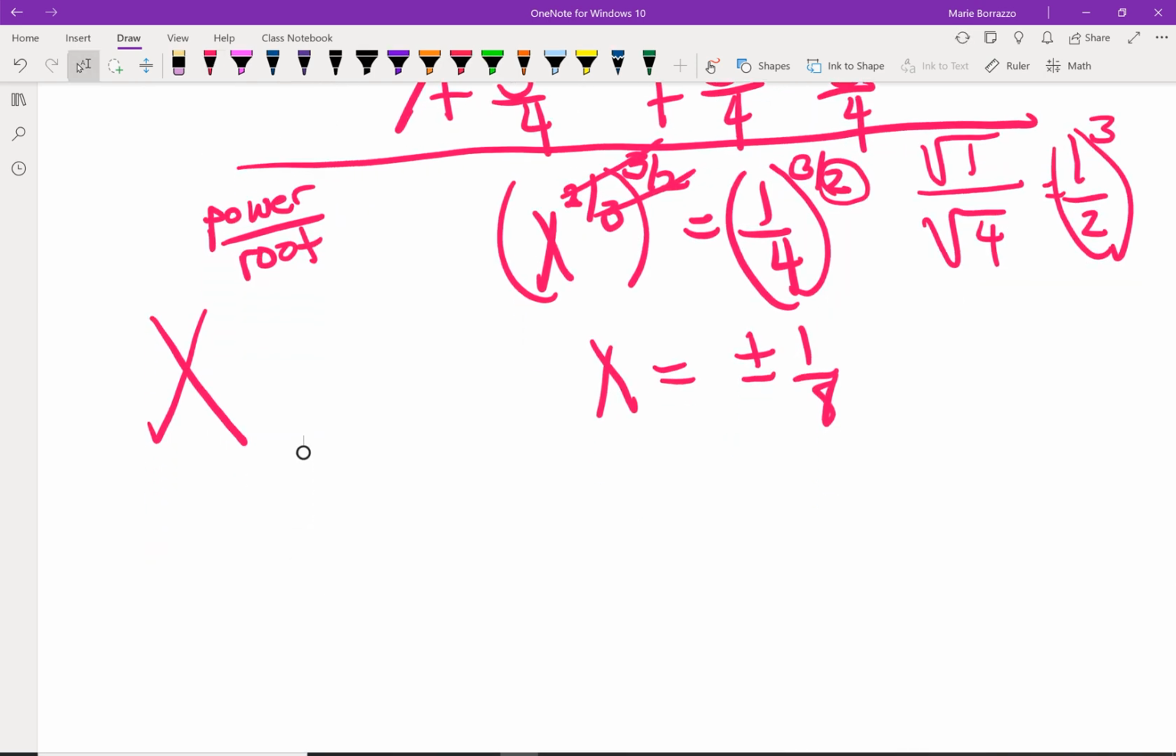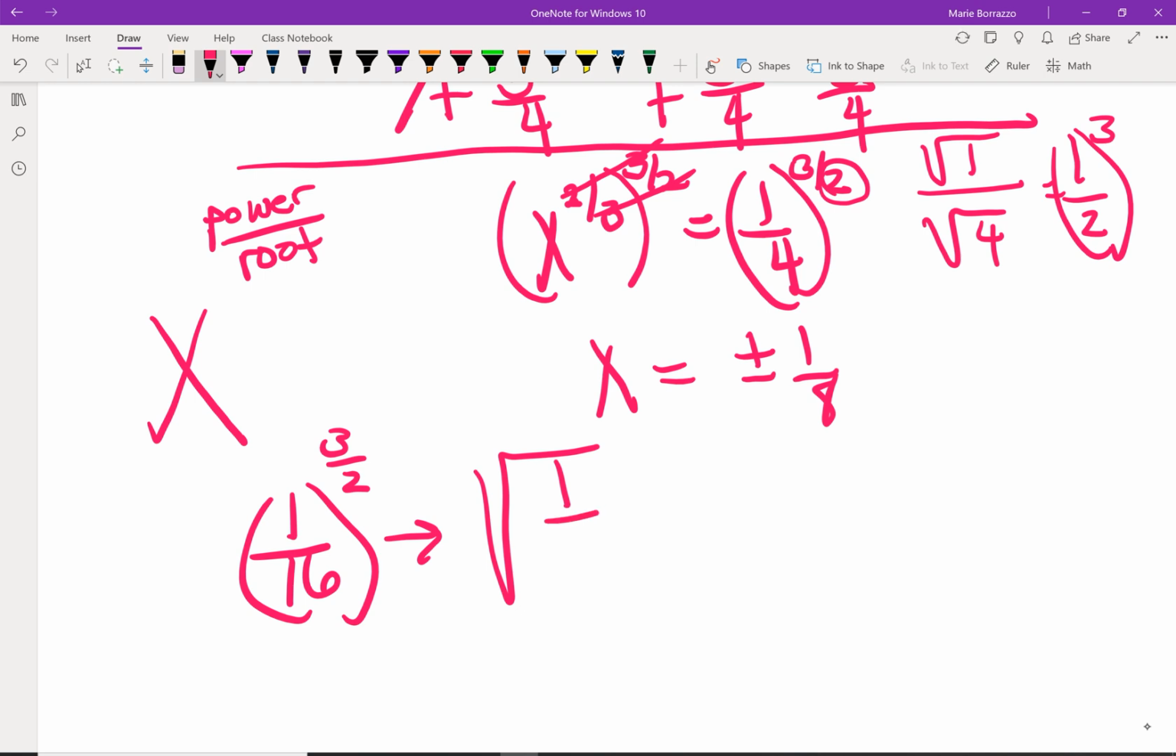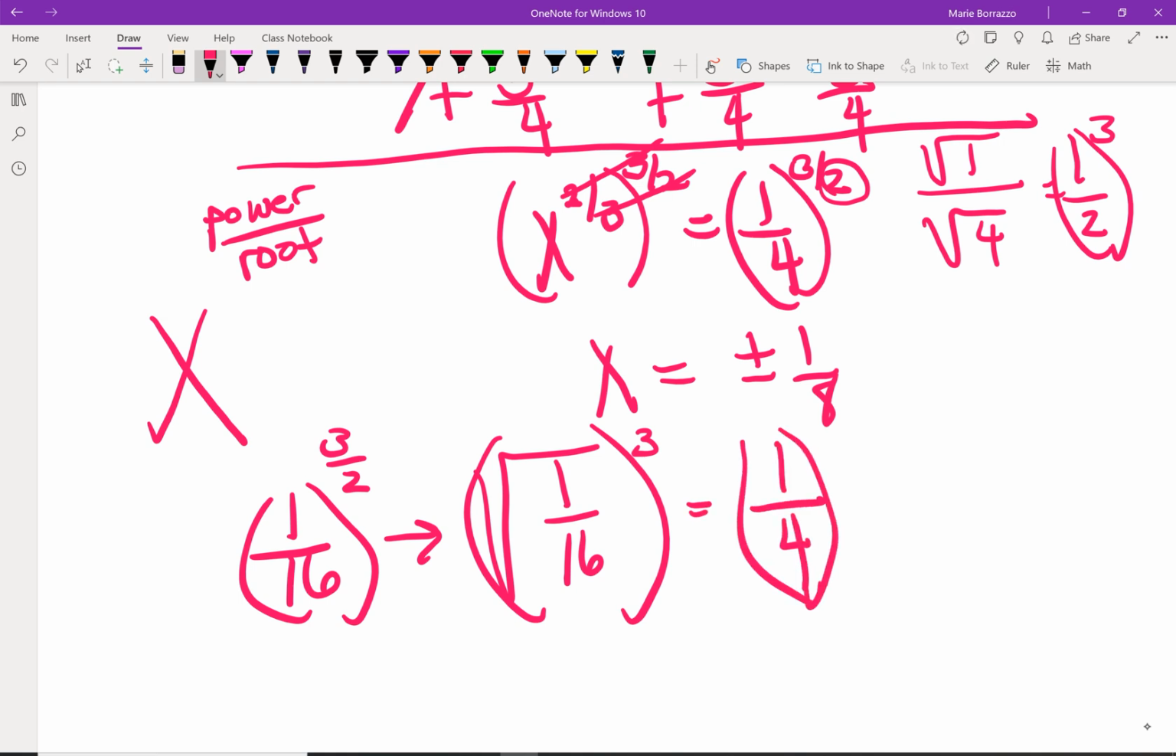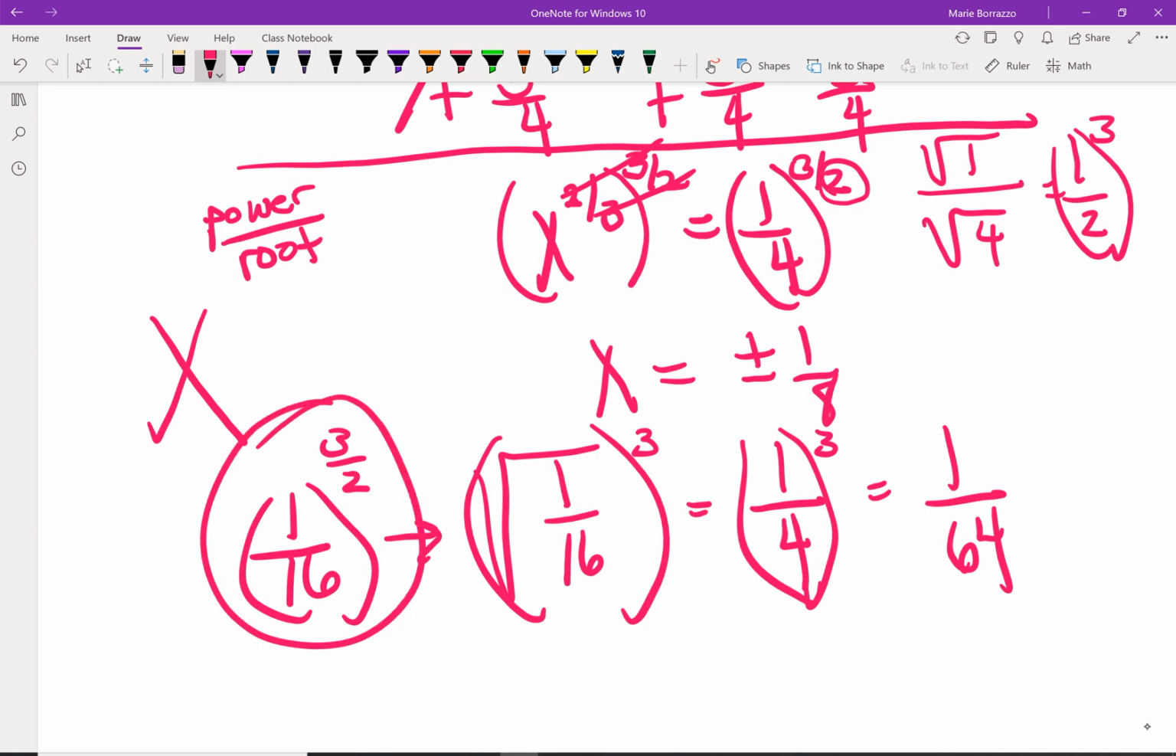Just for the sake of an example, let's do another one real quick. Let's say I'm looking at 1/16, and that is raised to the 3/2. So step 1 is I'm really looking at the square root of 1/16. And then after I take that, I'm going to raise that to the 3rd power. So this becomes 1/4, and all of that to the 3rd power. So this will be 1/64 as an answer. That's what this actually represents.